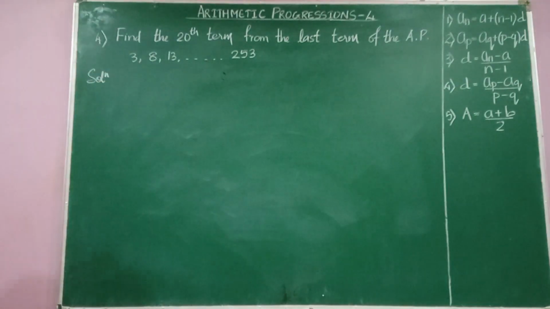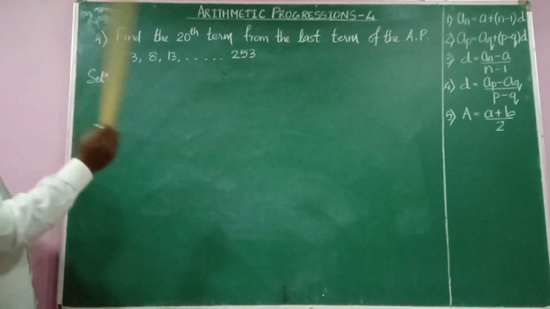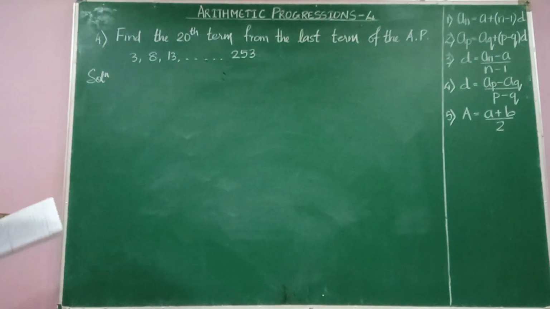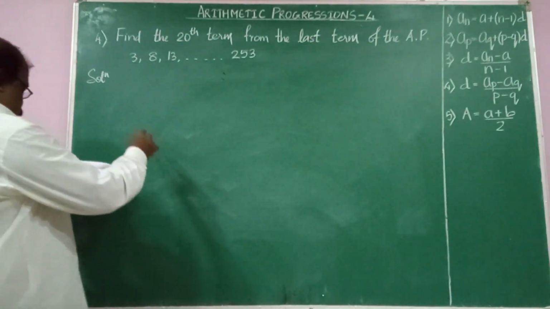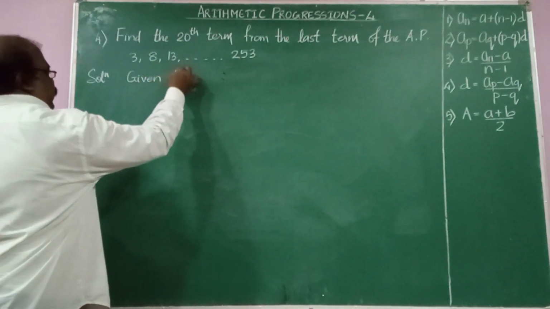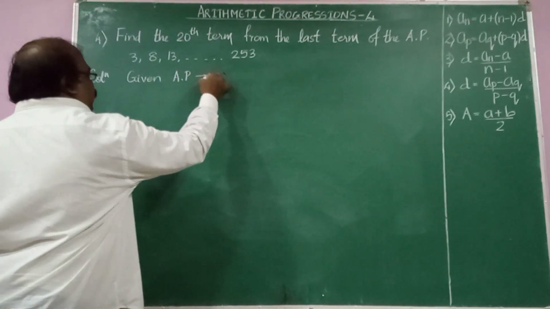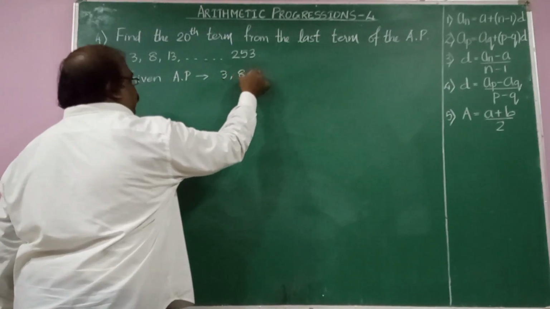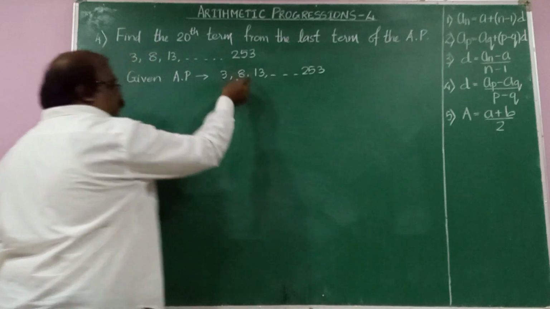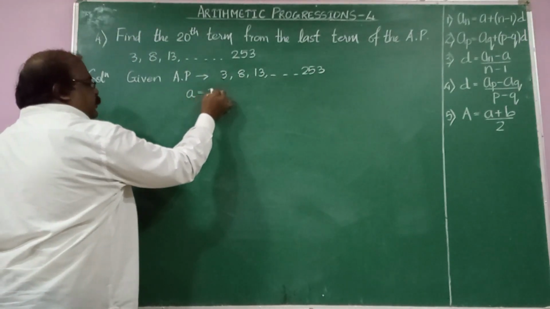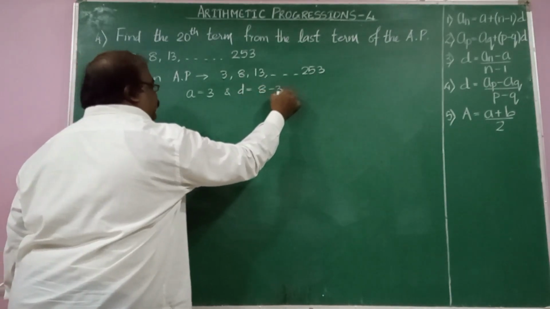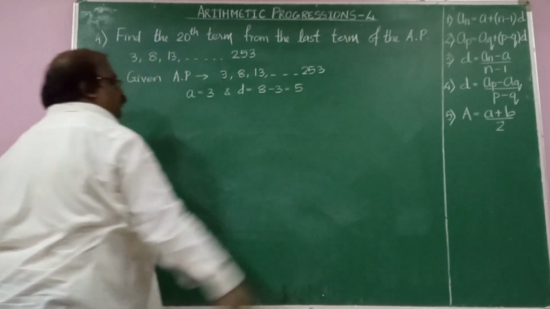I have asked you to find out the 20th term from the last term. In this particular sequence, what is given? The given arithmetic progression is 3, 8, 13 till 253. In this arithmetic progression, a is 3 and d is 8 minus 3, which is equal to 5.